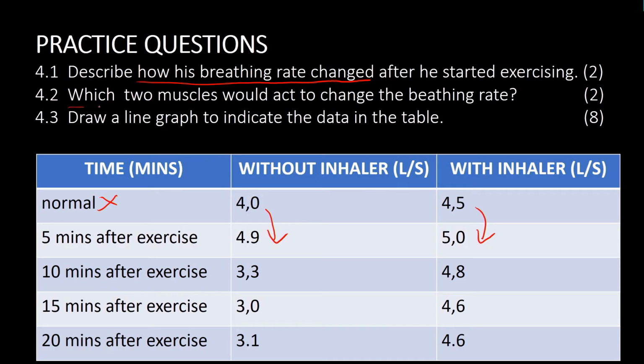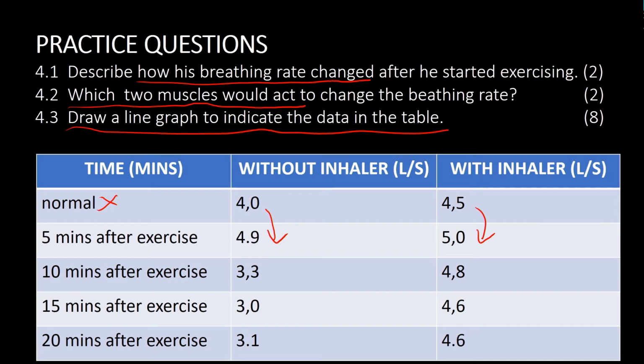Then, theory, which two muscles would act, and that would be the intercostal muscles and the diaphragm. Then, practical skills, draw a line graph, and this line graph would have two lines, one for with the inhaler and one for without the inhaler.